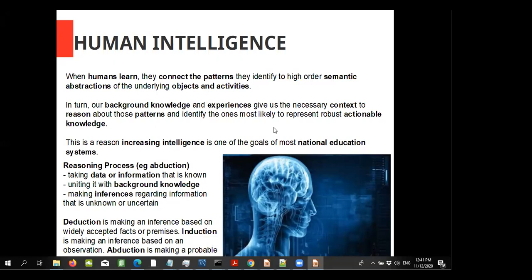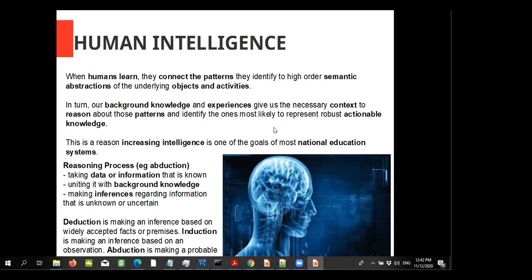In this, we are still talking about knowledge graph. For you to understand what knowledge graph is all about, if you don't understand the mind, you can't understand knowledge graph. This is the reason increasing intelligence is one of the goals of national educational systems. Unfortunately, we're in Nigeria, our educational system has not been tuned for the knowledge economy. But this is a digression from where we are going. So somehow I left it here. You understand, but it's key.